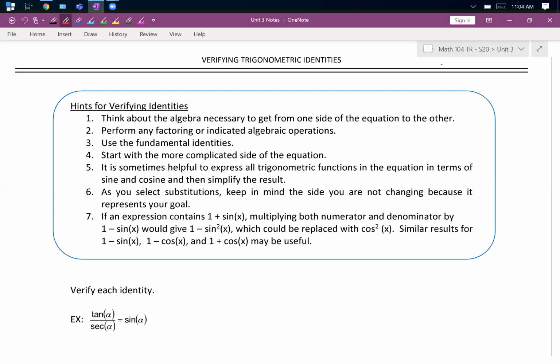You want to start with the more complicated side of the equation, and a lot of times that's going to be the more complicated argument. If you have one side that has just theta and the other side has like 2 theta, you want to start with the 2 theta side. It can be helpful to express all trigonometric functions in the equation in terms of sine and cosine and then simplify the result. As you select your substitutions, you want to keep in mind the side that you're not changing, because that represents your goal.